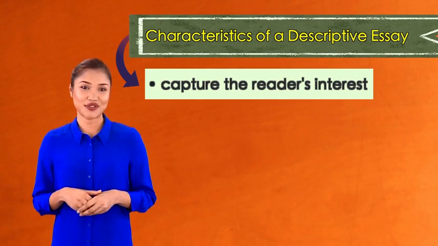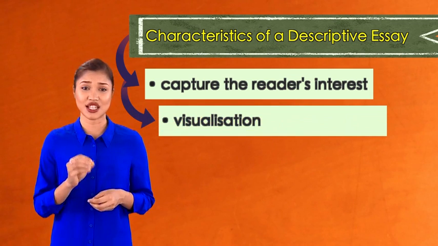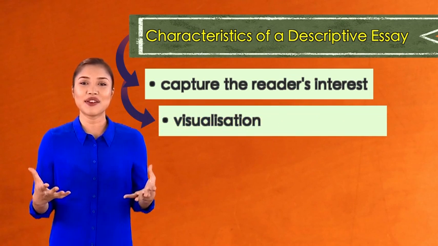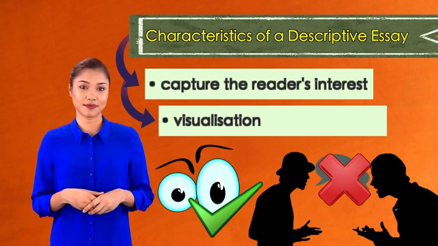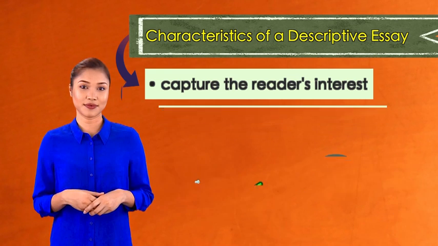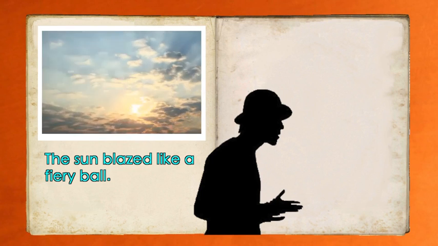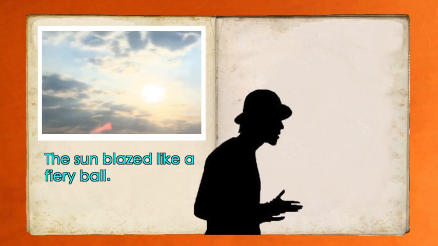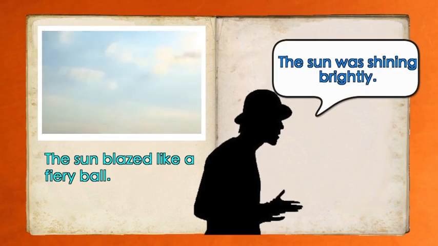The second characteristic of a descriptive essay is that it must have visualization. A descriptive essay shows the reader, it doesn't tell the reader. A sentence that shows the reader looks like this. The sun blazed like a fiery ball. A sentence that tells the reader looks like this. The sun was shining brightly.